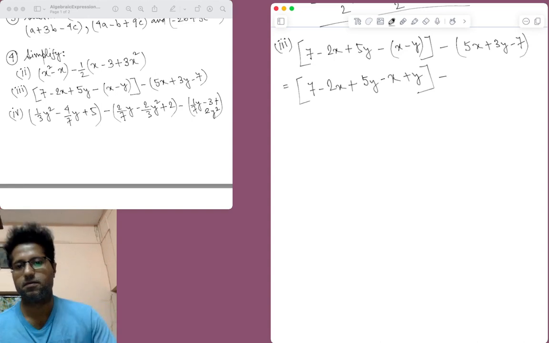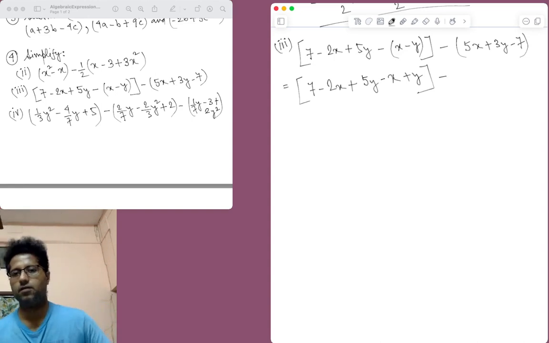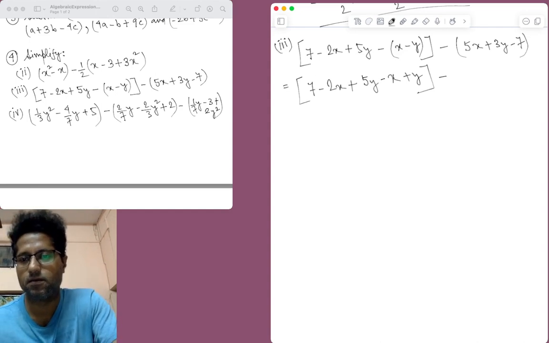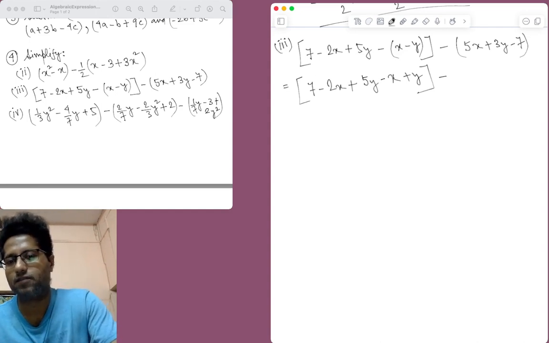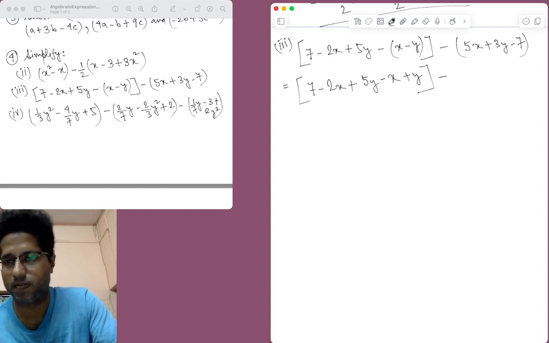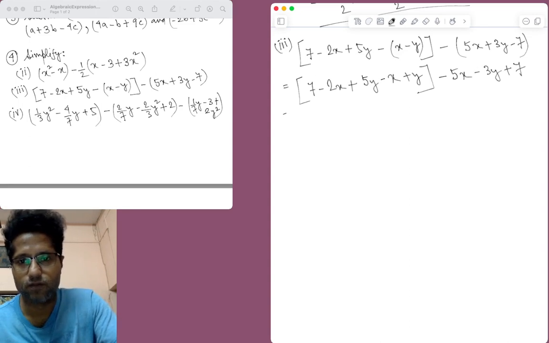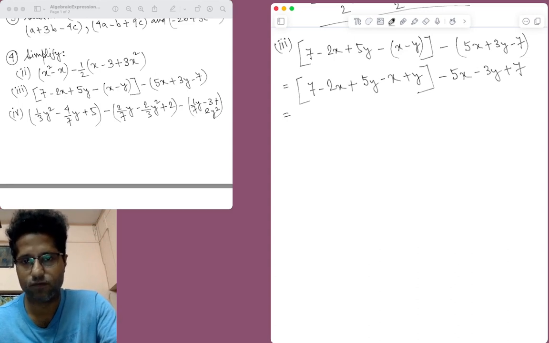Now for the last expression we also need to do the same thing, since there is a negative sign in front of the grouping. So 5x will become minus 5x, 3y will become minus 3y, and minus 7 will become plus 7. Now we are left with only one grouping, and we can open it without any problem because there is no negative sign before the first grouping.